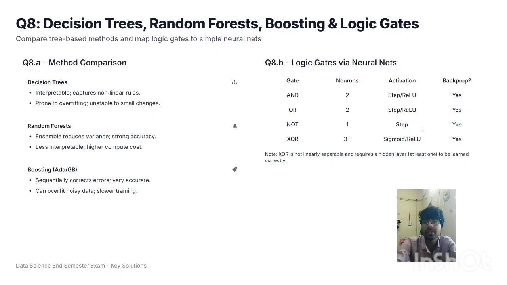So first is decision tree, and then second is random forest. Random forest strengths: they reduce overfitting by averaging many trees. They achieve high accuracy on complex problems.